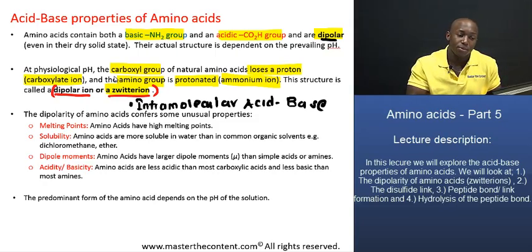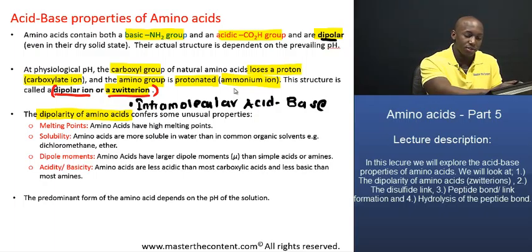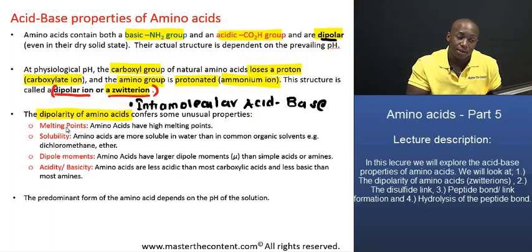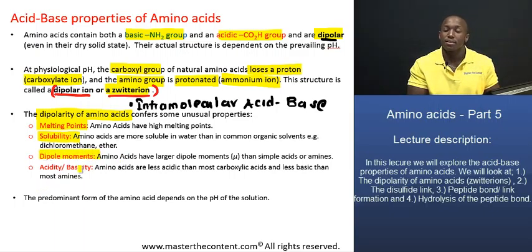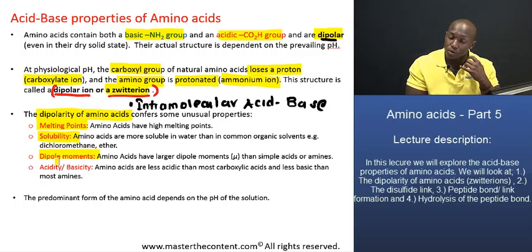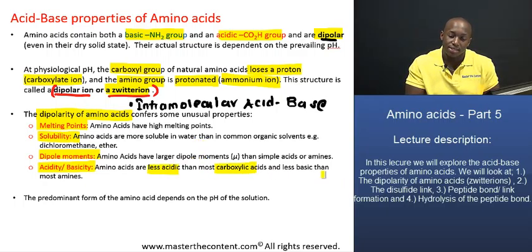Now, this dipolarity that we observe in zwitterions, this dipolarity of amino acids, gives them some pretty unusual properties, and some of them are listed on the screen right there. So they tend to have very high melting points. They tend to be more soluble in water than other organic solvents, and they also tend to have larger dipole moments than both simple acids or amines. And as far as their acidity and basicity is concerned, they tend to be less acidic than most carboxylic acids, and they tend to be less basic than most amines. So all of those properties can somewhat be related to their dipolar nature.